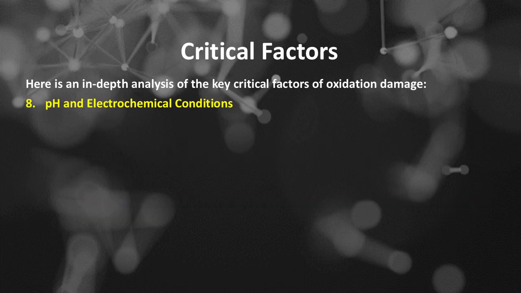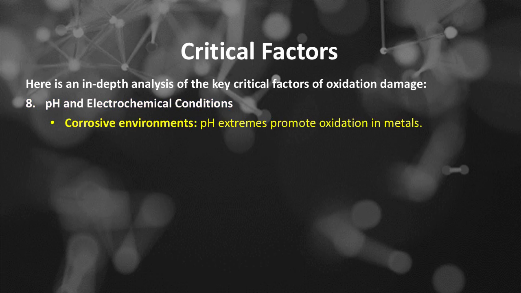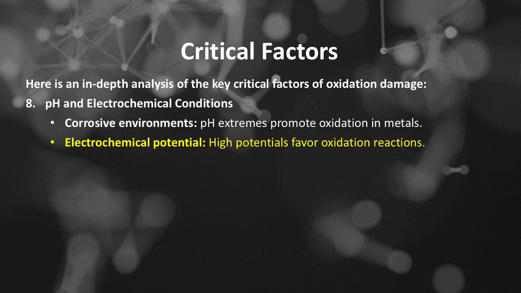Number 8 of the key critical factors of oxidation damage is pH and electrochemical conditions. In corrosive environments, pH extremes promote oxidation in metals. As for electrochemical potential, high potentials favor oxidation reactions.